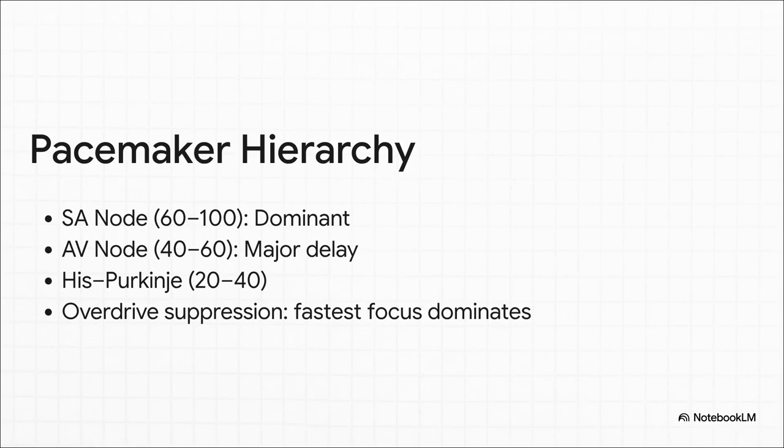But what happens if that main pacemaker fails? Well, there's a brilliant failsafe built in, a pacemaker hierarchy based on a rule called overdrive suppression. Basically, whichever part of the heart fires fastest gets to drive the car. Normally, the SA node cruises at 60 to 100 beats per minute, so it's in charge. But if it breaks down, the AV node steps up. It's a lot slower, though, pacing at just 40 to 60 beats a minute. And if that fails, the His-Purkinje system kicks in as a last resort at a desperately slow 20 to 40 beats per minute. It keeps you alive, sure, but as you move down that chain, the pace becomes incredibly dangerous.